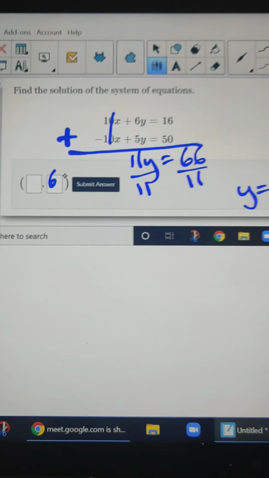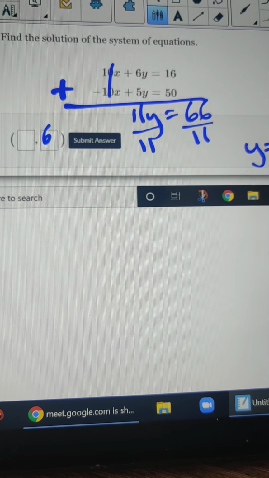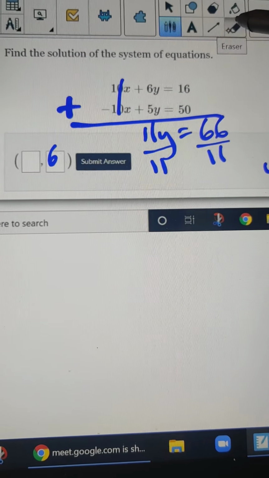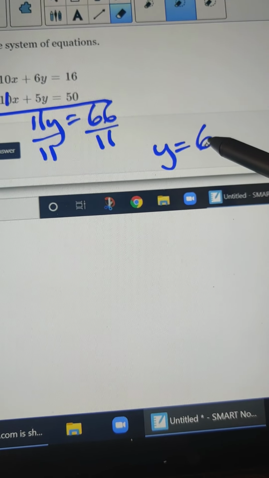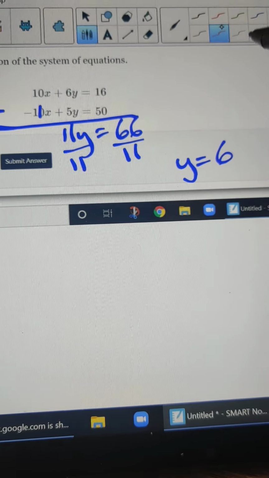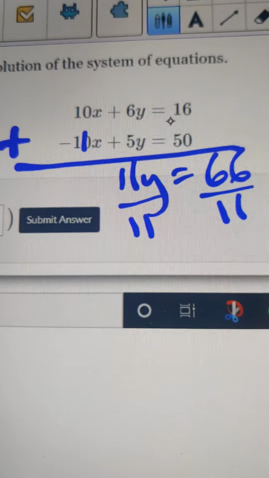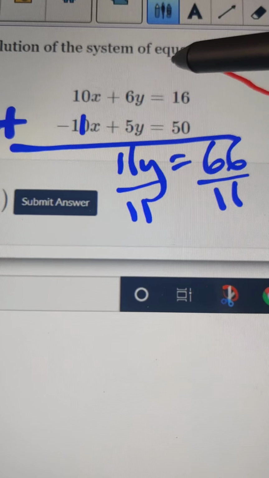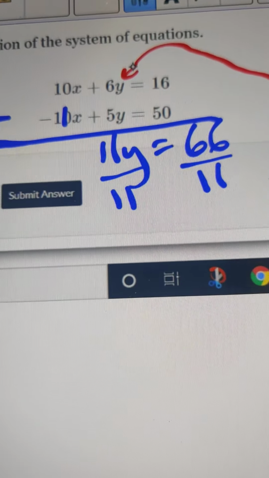We're still going to need our x. To get x, you take that y and plug it into any equation, either equation you want, but there's usually an easier equation. Like most of us would rather deal with positives and negatives, so the first equation is easier to plug it into. So I'm going to take this 6 and plug it in right there for y. And that's how we're going to solve for x.